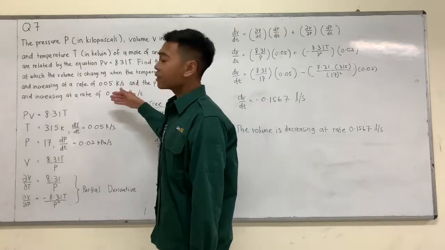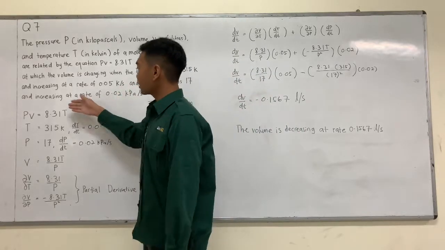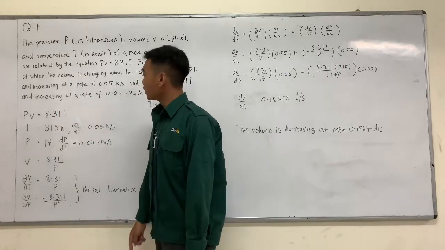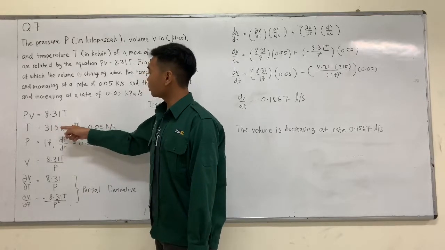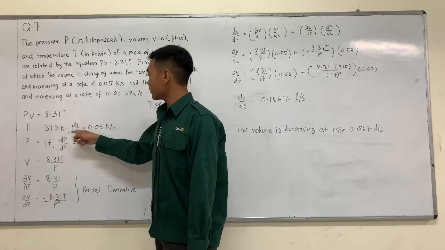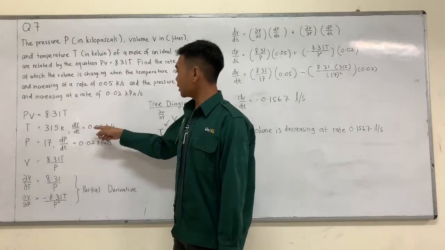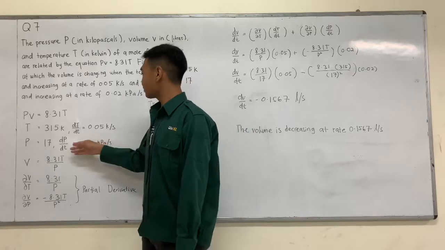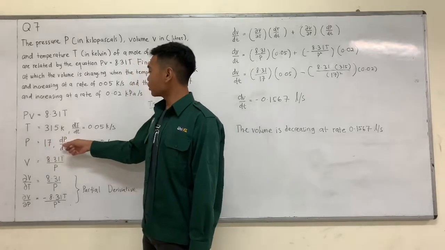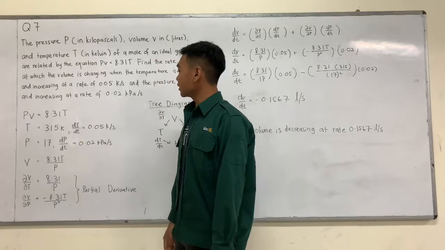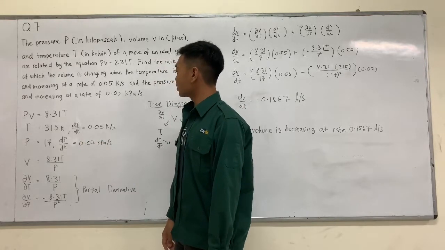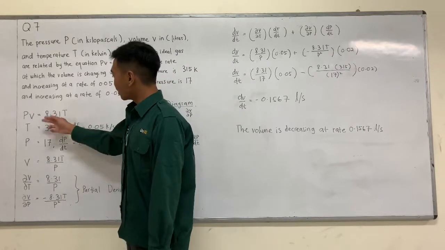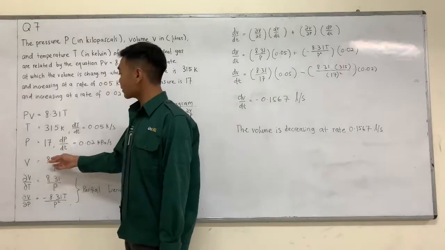So we write down all the information below. We get PV equal to 8.31 T, and T equal to 350 Kelvin, and dT over dt is equal to 0.05 Kelvin per second, and P is equal to 17, and dP over dt equal to 0.02 kilopascal. And then we rewrite the PV equation and make V the subject.